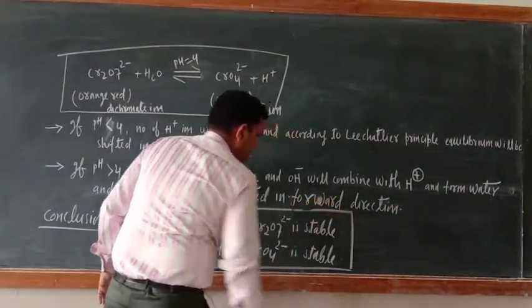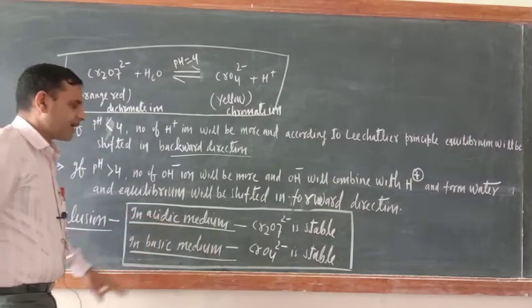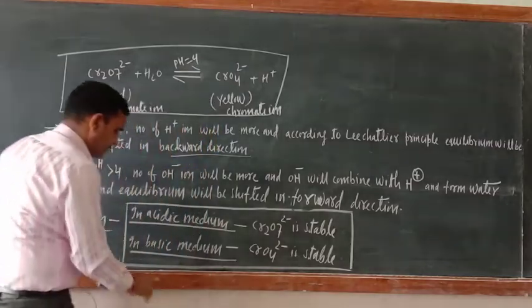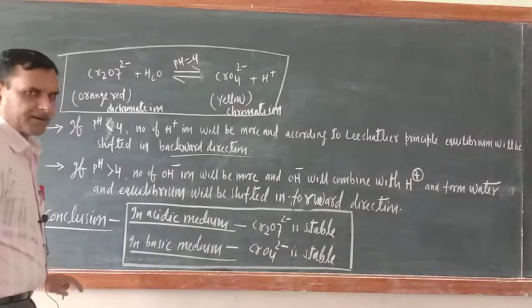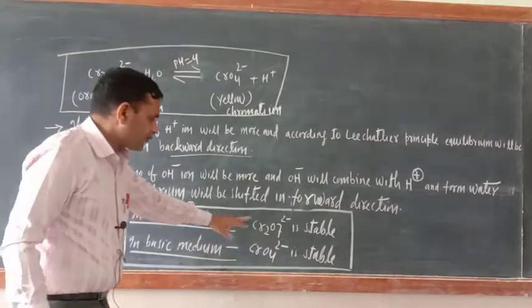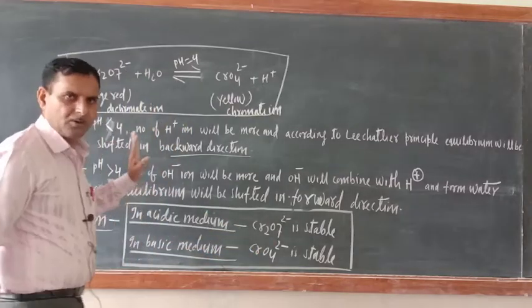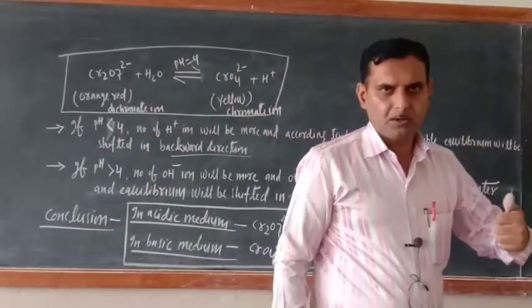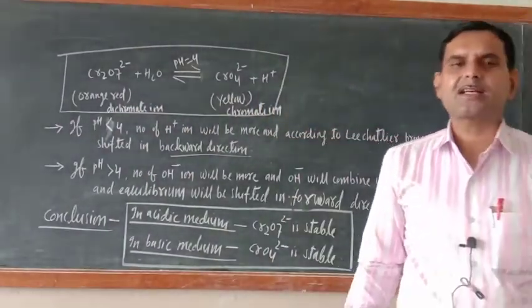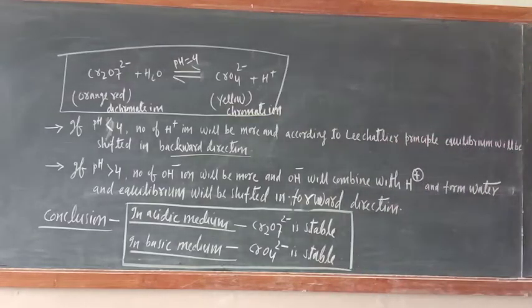So what is the meaning of this? Conclusion: in acidic medium Cr2O7 2 negative is stable. In basic medium CrO4 2 negative is stable. Correct or not? That is the conclusion. And now just see, in the laboratory you did the chromyl chloride test. In the chromyl chloride test, what did you do? You added potassium dichromate only. So we'll teach the chemistry of potassium dichromate.